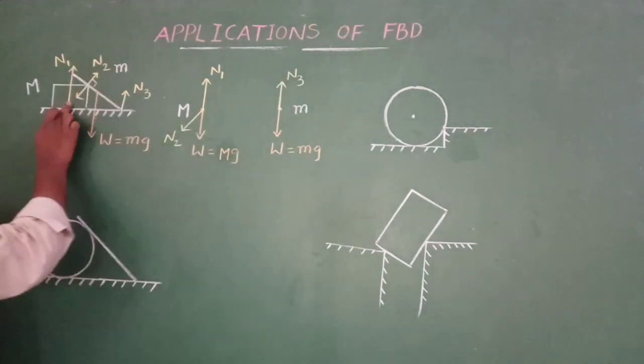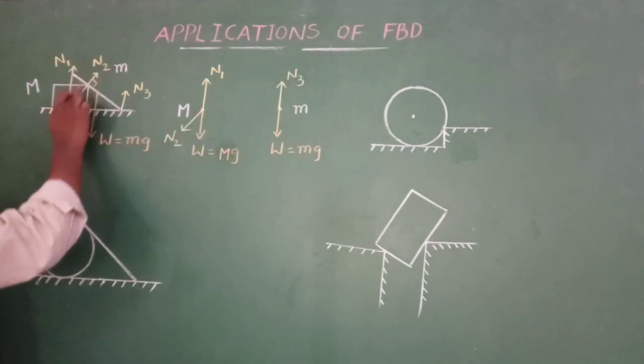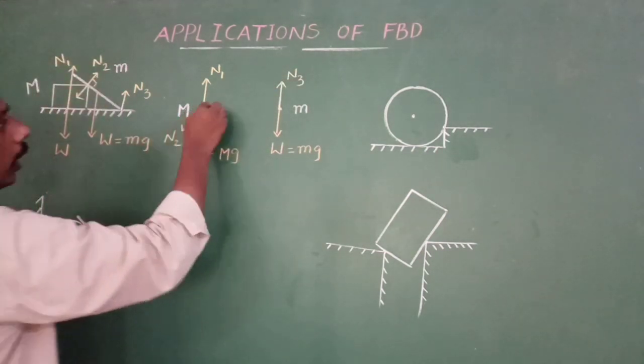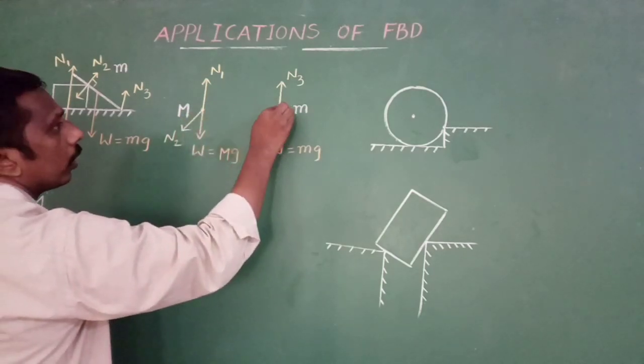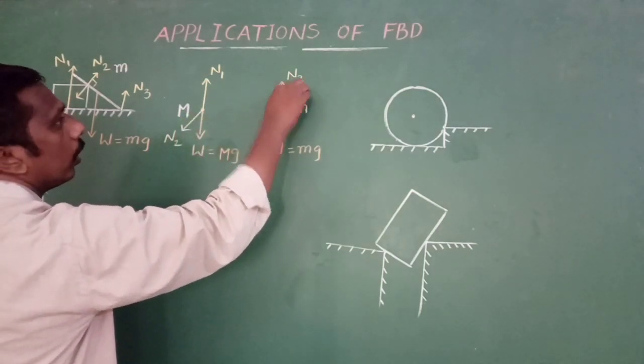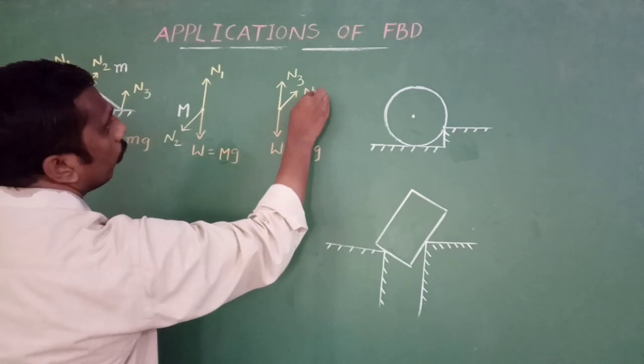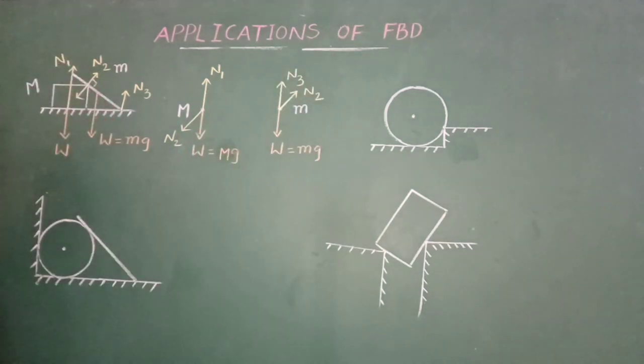Same normal reaction exerted by the block, making a certain angle. So it acts like this, in the opposite direction to this one. So this is the direction of N2. That is the free body diagram of the rod.